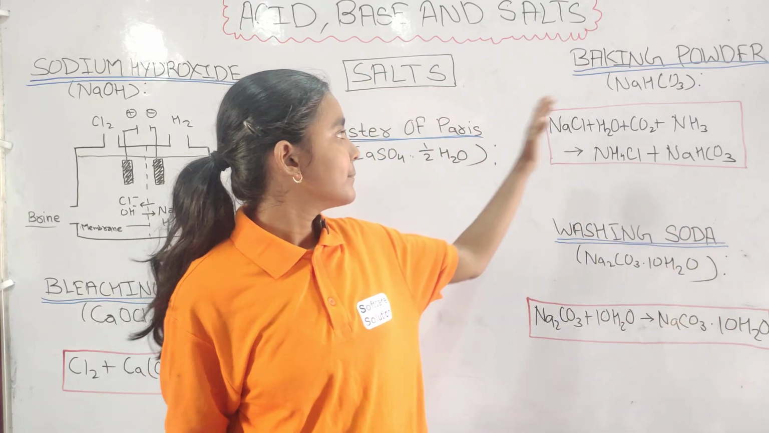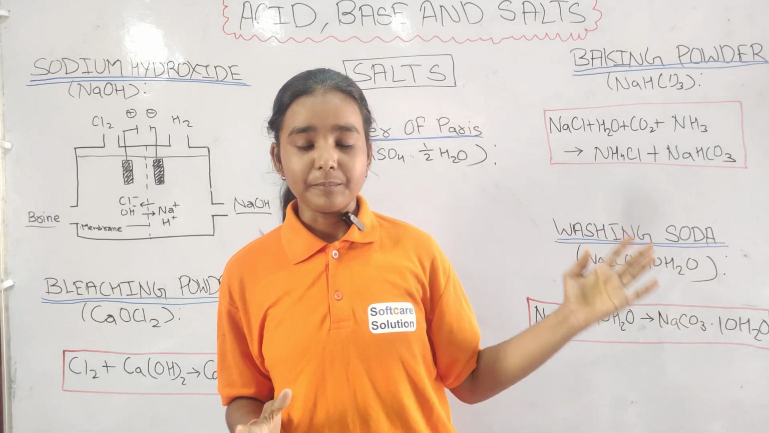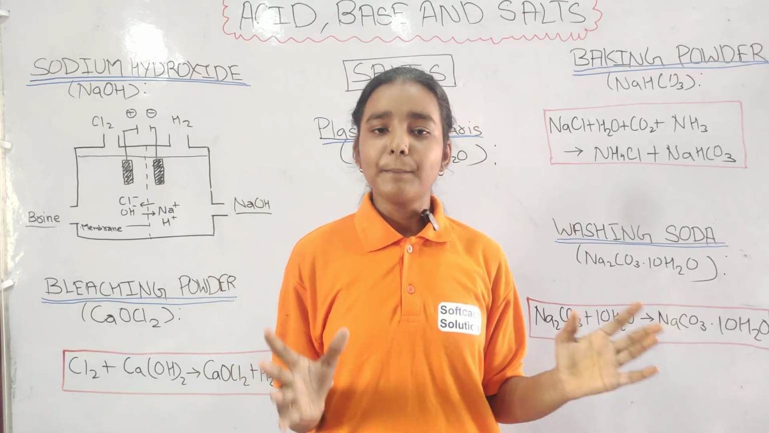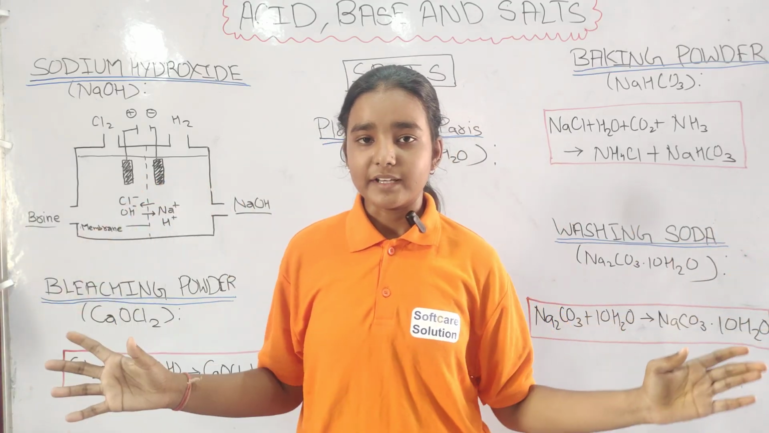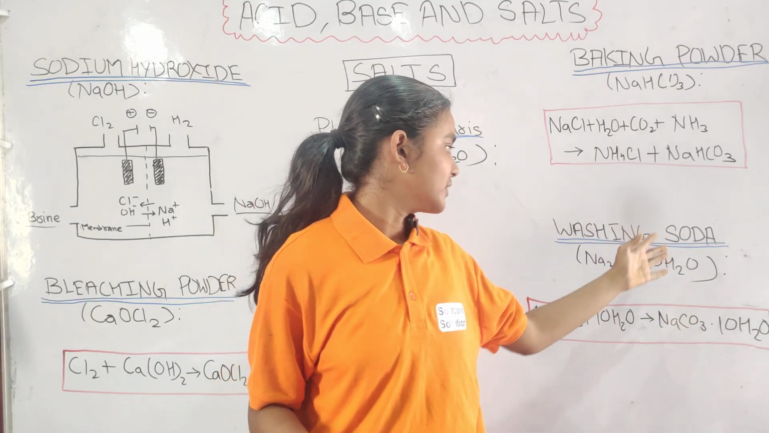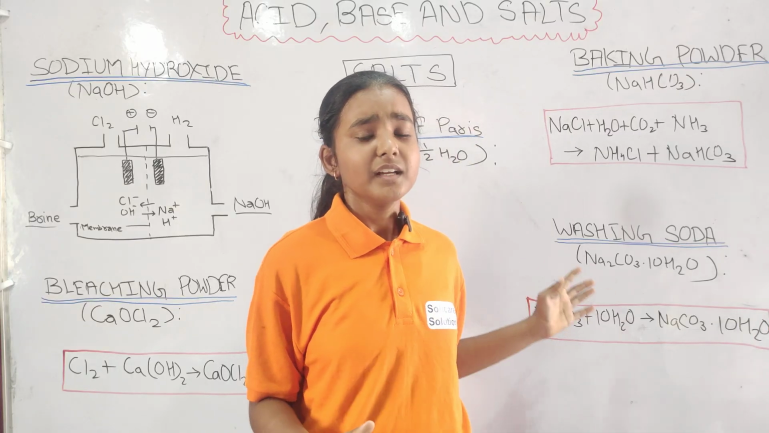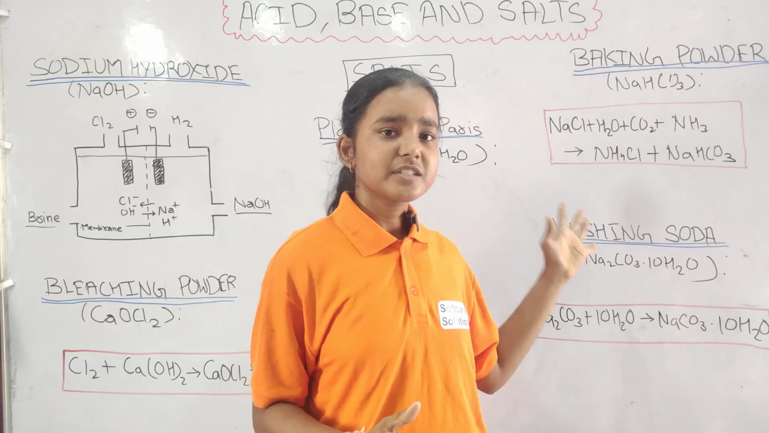The next is baking powder. We use baking powder to make our food crispy, but when we add tartaric acid in it, it becomes baking soda, which is used in cakes and bread, which makes them soft and spongy. The next is washing soda. Washing soda contains 10H2O, which means it contains 10 molecules of water, and this is the water of crystallization.